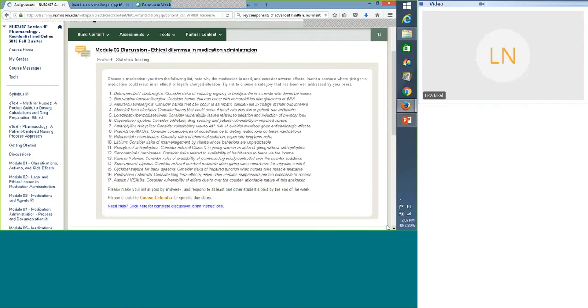It's giving you a medication type, and it gives you a proposed situation where an ethical dilemma or an ethical concern may arise. You are going to pick one of these classifications or choices of medication. They're giving you an example of a medication from a respective classification. So, like here we have aspirin. It comes from the classification of a non-steroidal anti-inflammatory drug. Consider the vulnerability of elders due to the over-the-counter affordable nature of this analgesic.